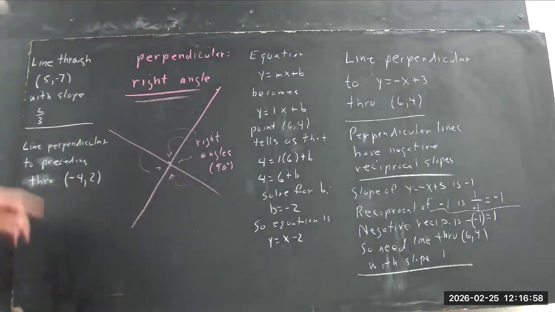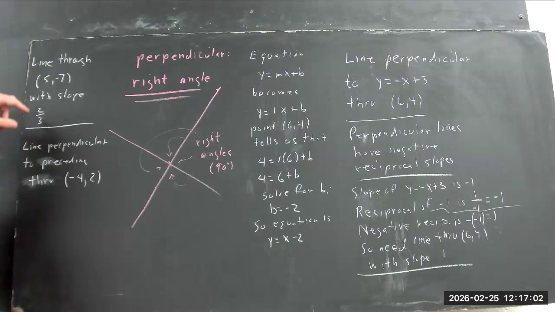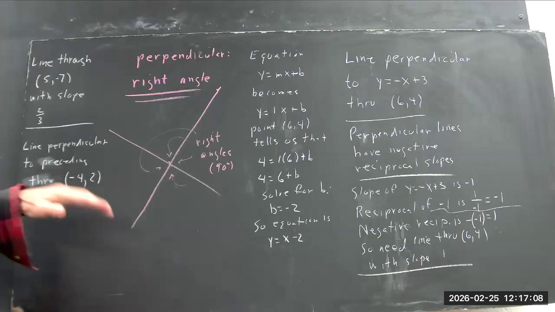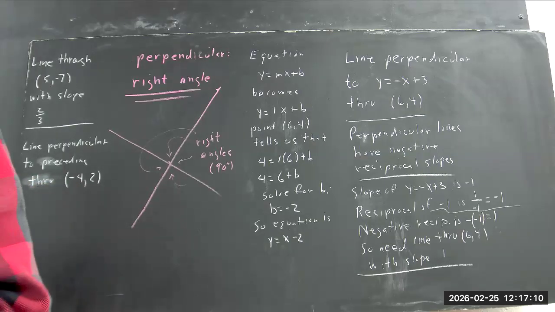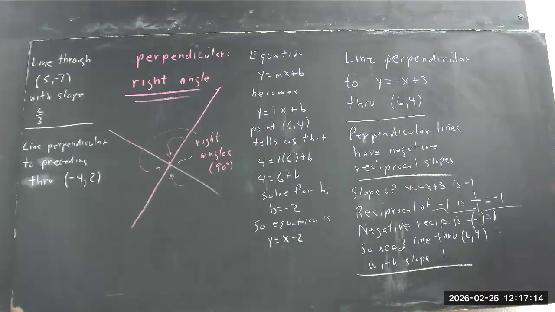Now I've asked everybody to work on the problem: line through (5, -7), slope 2/3. And then get the line perpendicular to that one through the point (-4, 2). So I'm just going to see how everybody's doing. Then I'll write down a quick solution because we're almost out of time.